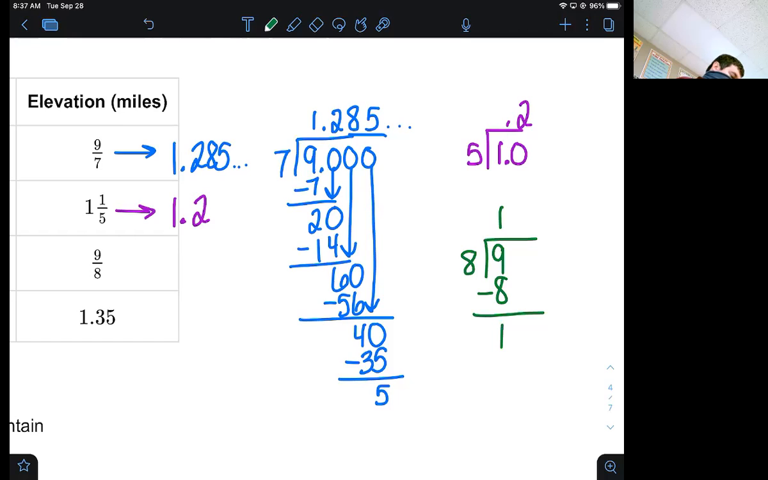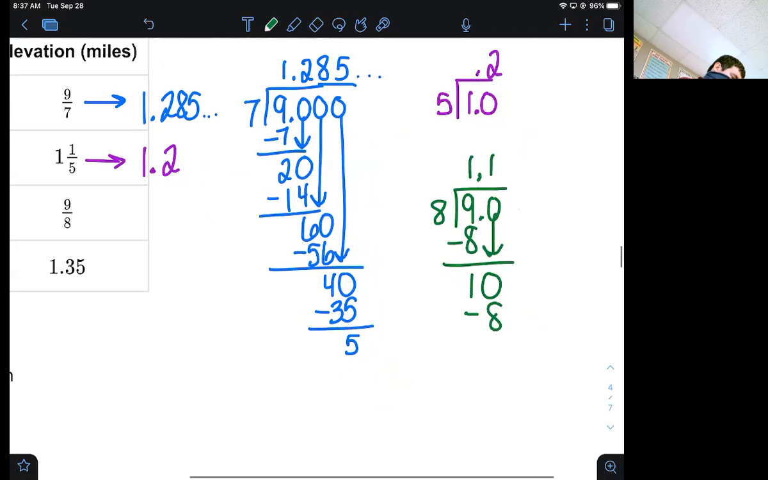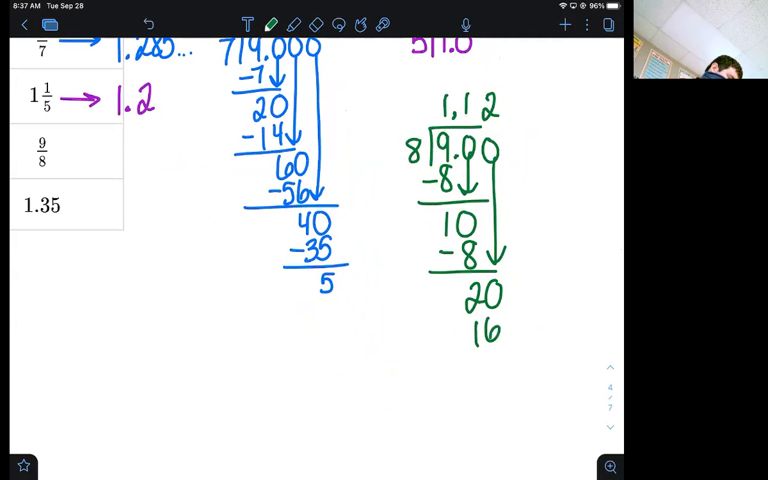Gives you a remainder of 1. Put 2 decimal points and drop down to 0. 8 goes into 10 how many times? Once. Okay. That's 8. It's a difference of 2. Drop down another 0. How many times 8 go into 20? Twice. That's 16. That's a remainder of 4.